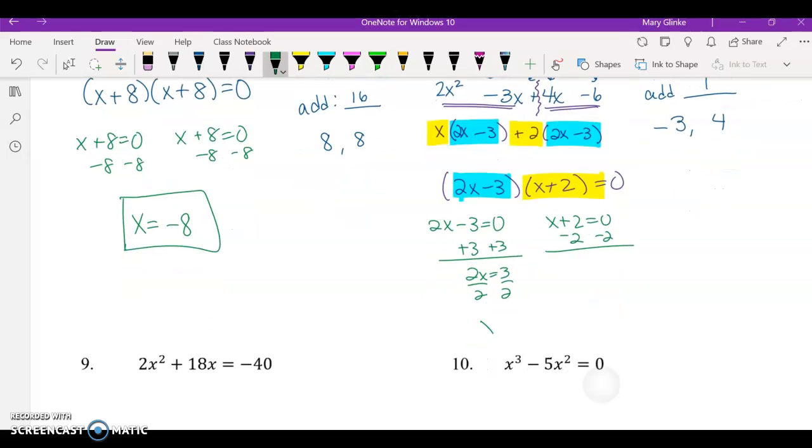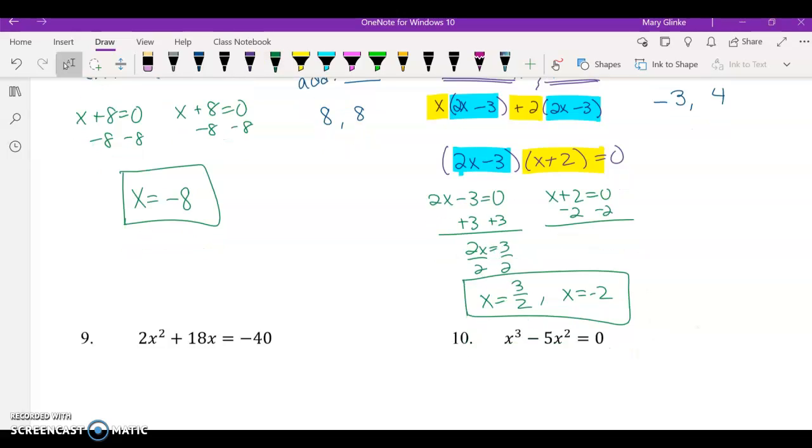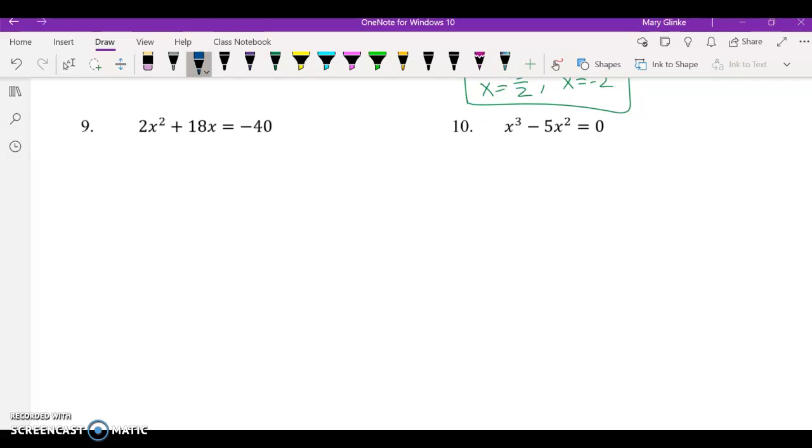So for this one, where you get x equals 3/2 and x equals negative 2. Okay, for number 9, now we have it equal to 40. So we are going to have to move the 40 to the other side. So we get 2x squared plus 18x plus 40 equals 0.